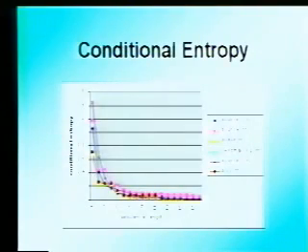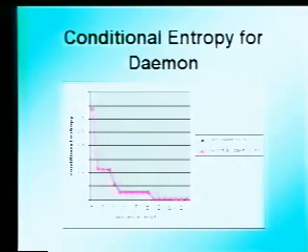Basically, for all the system call sequences that we have for the normal trace, this is a plot of conditional entropy versus the sequence length. And again, you see that the conditional entropy drops as the sequence length increases. For the SAML daemon, the previous slide was the SAML clients, the daemon also exhibits similar behavior in terms of conditional entropy versus sequence length.